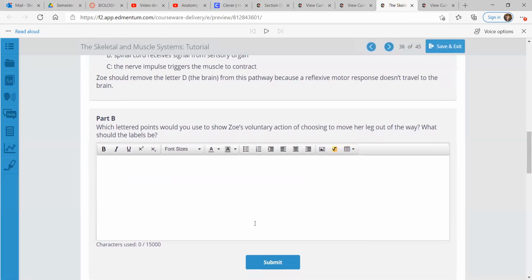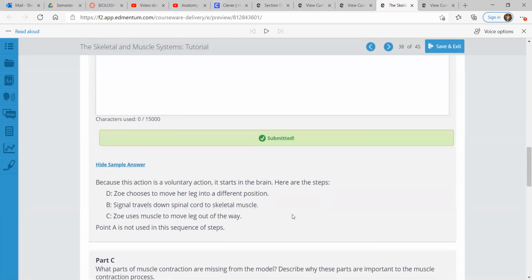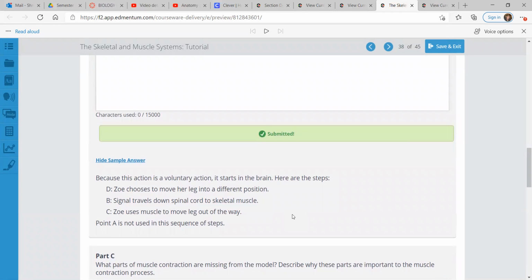Which lettered point would you use to show Zoe's voluntary action of choosing to move her leg out of the way? Because this action is a voluntary action, it starts in the brain. So if it's voluntary, brain; involuntary, spinal cord. Zoe chooses to move her leg into a different position. Signal travels down spinal cord to skeletal muscle. Zoe uses muscle to move leg out of the way. Point A is not used in the sequence of steps.